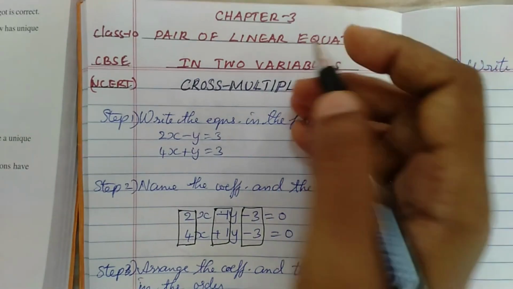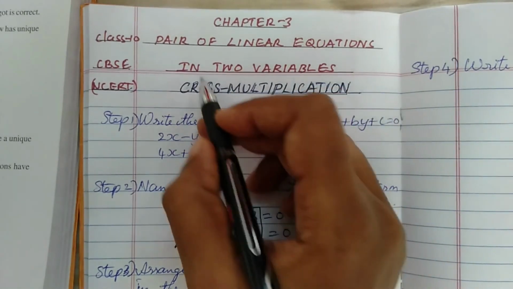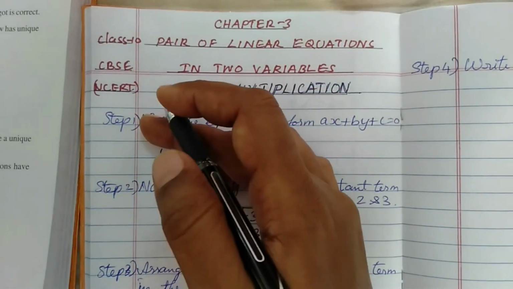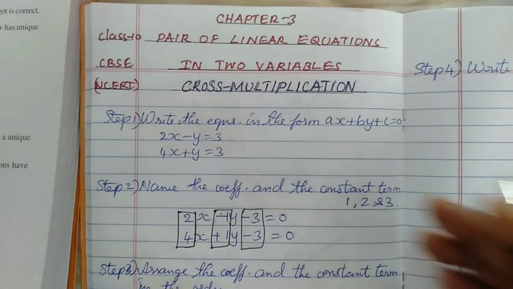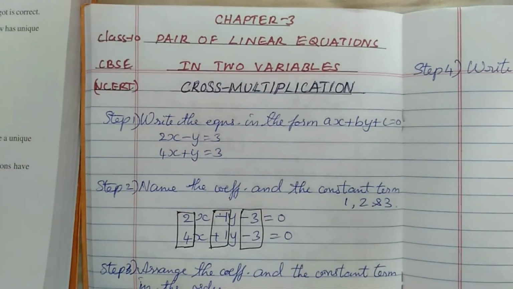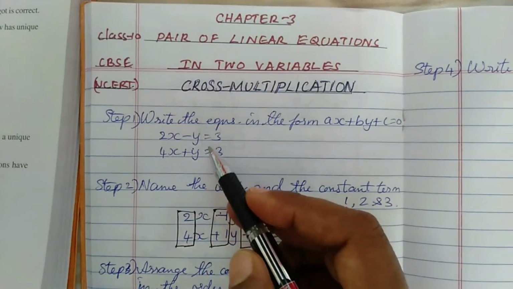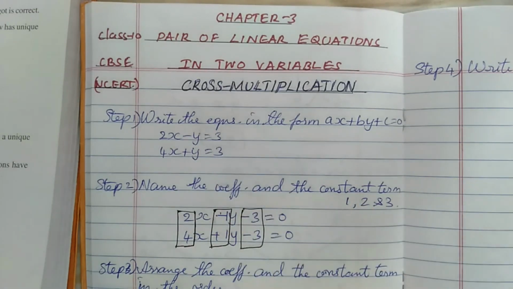In this video we shall continue with chapter number 3, pair of linear equations in two variables of class 10 CBSE NCERT syllabus. We have already seen two types of algebraic methods for solving linear equations. This is the third type in it, the cross multiplication method. As the name itself implies, we have to cross multiply the coefficients and the constant terms to find the solutions.